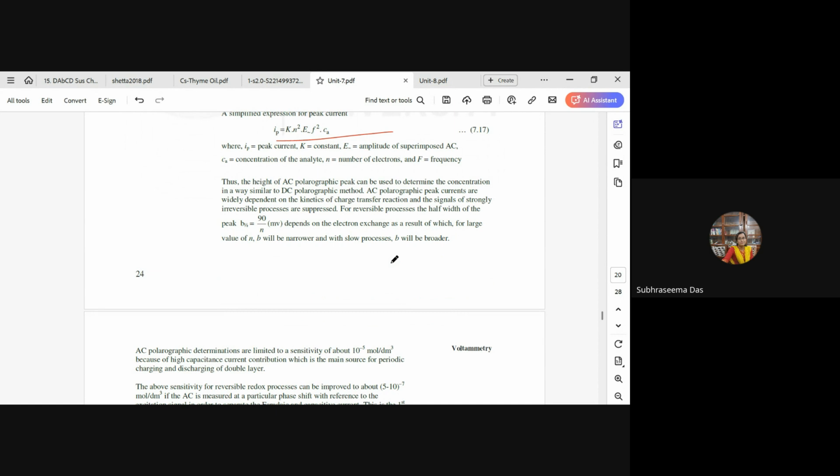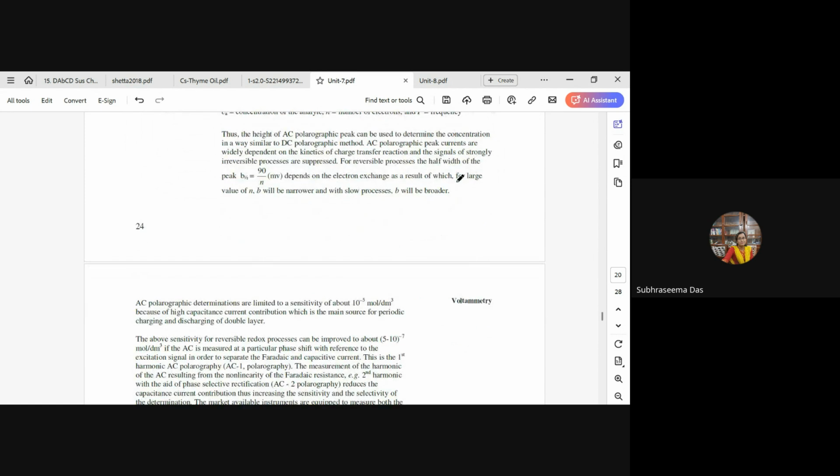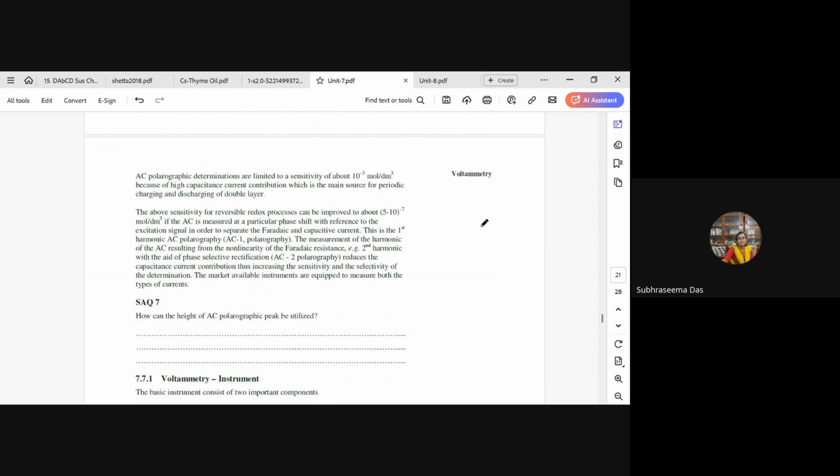Now, for reversible reactions, the half width of the peak, that is B half, is equal to 90 by n. It depends on the electron exchange, as a result of which large values of n will make the peak narrower, and with a slow process the peak will be broader.